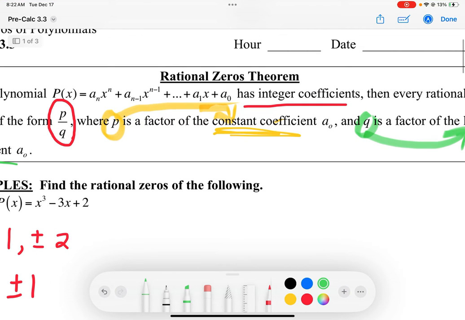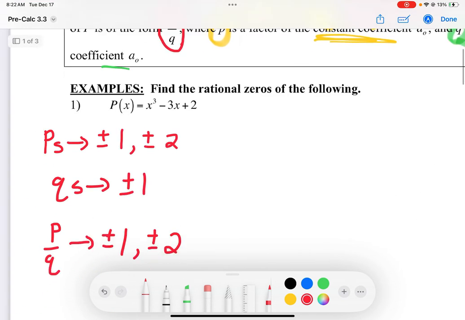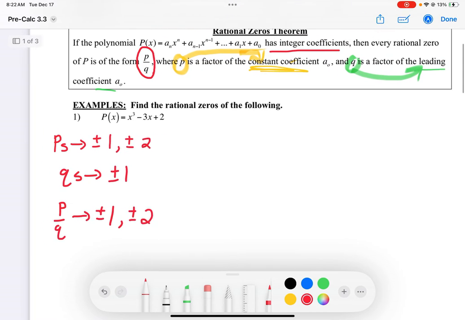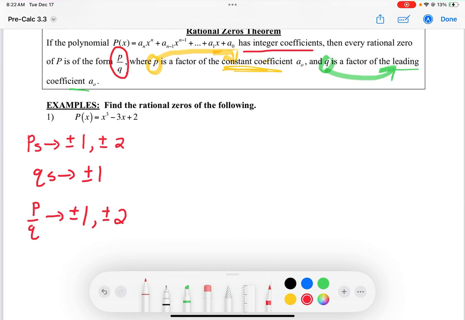Just a review: the constant term is the number that doesn't have a variable, and the leading coefficient is the number with the biggest exponent. So if you look down at number 1, zoom out so you can fill this in. The p's are coming from the constant, which is 2, and the q's are coming from our leading coefficient, and in this problem the leading coefficient's 1.